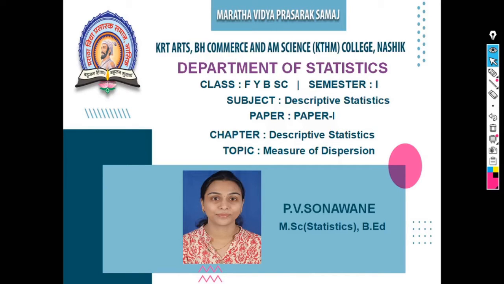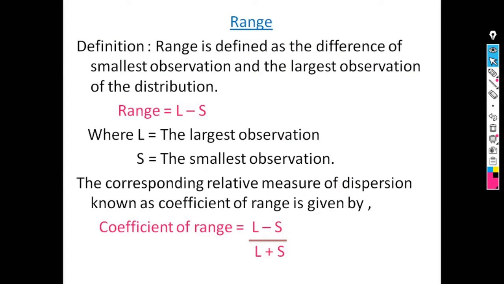Hello everyone, this is our next lecture on the chapter Descriptive Statistics and our topic is Measure of Dispersion. In the last lecture, we saw our first and very easy measure of dispersion, that is range. Range is defined as the difference of the smallest observation and the largest observation, that is range is equal to L minus S.